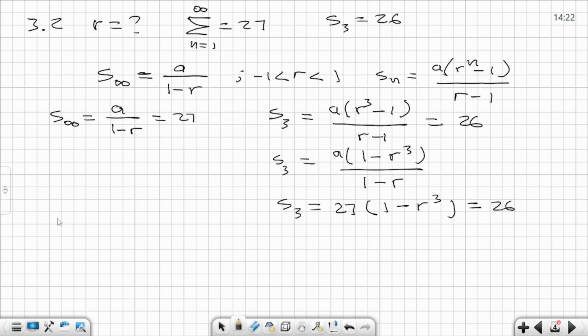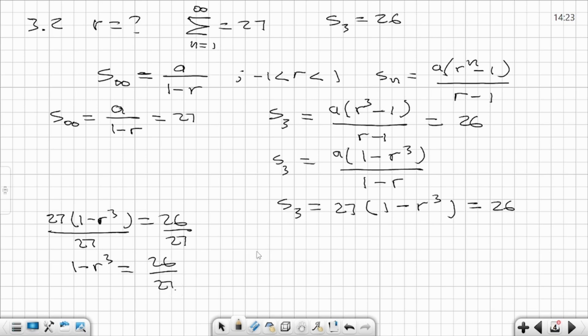Okay, let me use this space here. So now you have 27 times this part is equal to 26. Now I can solve for R. You divide by 27 on both sides so that we remain with only 1 minus R to the power of 3. On the left side you have 1 minus R to the power of 3 is equal to 26 over 27.